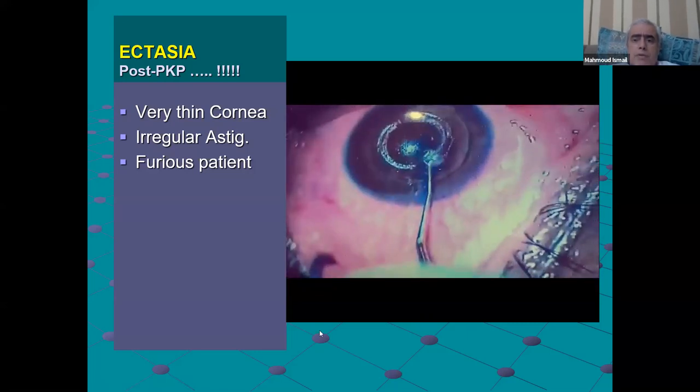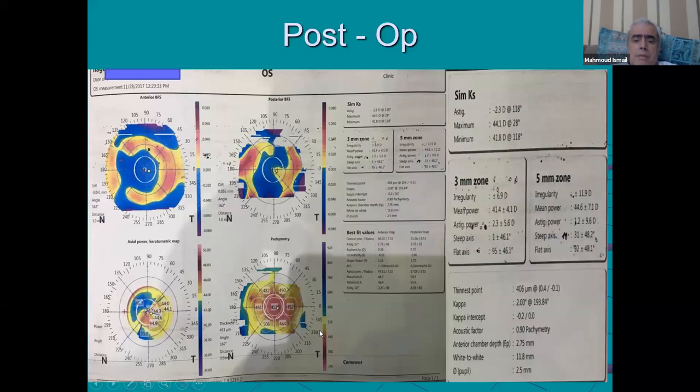This is the post-operative patient. As you can see, the image looks very nice.